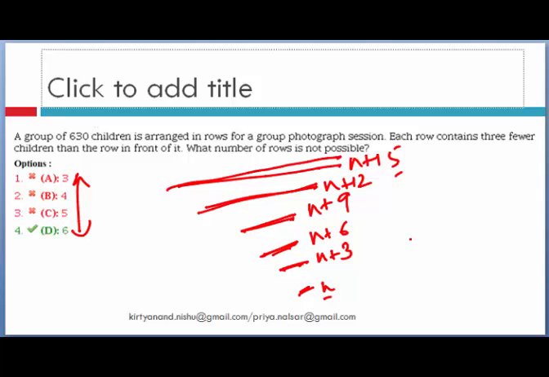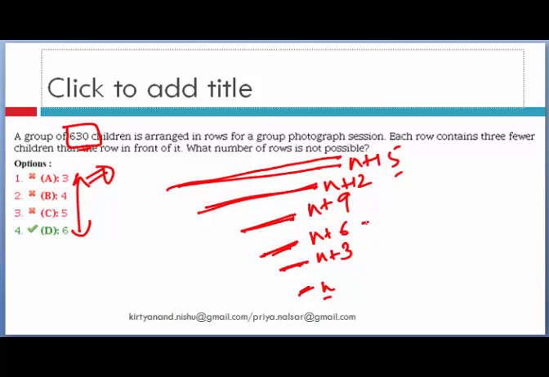In mathematics, it is a very highly effective technique to use the options. So here, let's see. We start off with the first option. So we'll go by the options and check quickly. The total number of children remains 630, and the number of children in each row must be an integer, because you cannot have a half kid or a 1/3 kid in any of the rows. So the number of kids in each of the rows needs to be an integer, and that is our check.